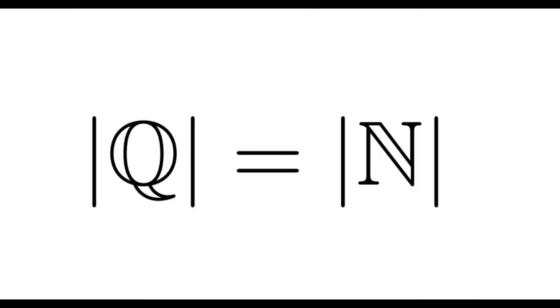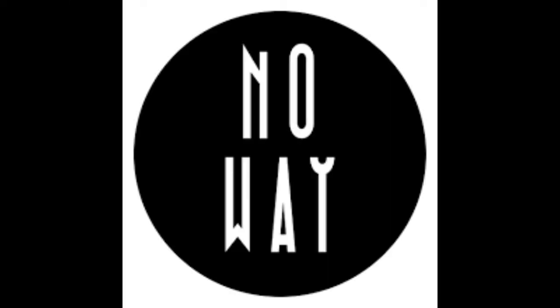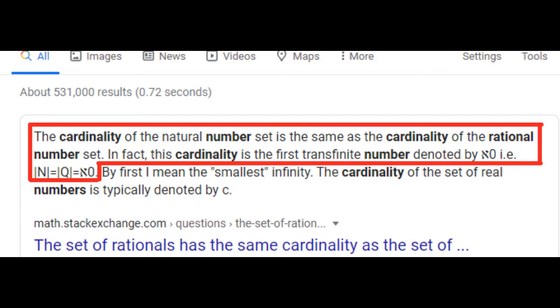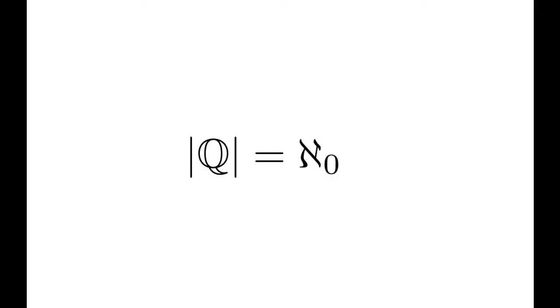You'd have to be some sort of idiot to think that N and Q have the same cardinality. No way. No how. Nope. Can't happen. Alright, fine. It looks like Q is countable, but how?